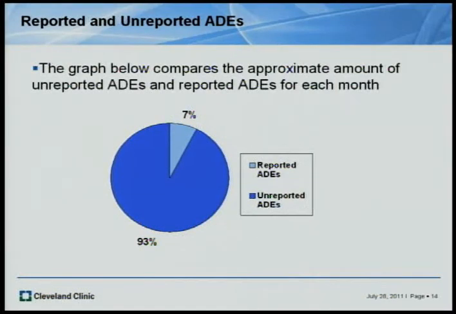The following graph shows the amount of reported and unreported ADEs for the Cleveland Clinic. Although this graph is, for the most part, accurate, the amount of unreported ADEs for this graph is only an estimate based on the surveys from the pharmacists that were sent out. But even though this is only approximate, only 7% of all ADEs are being reported, which is extremely, extremely low. Normally, people would like to see that more in the 20 to 30% range to start out, but this is very, very low.